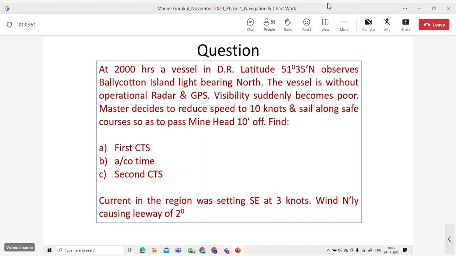Master decides to reduce the speed to 10 knots and sail along safe courses so as to pass Minehead 10 miles off. Find the CTS, first CTS, alteration time, and the second CTS. Current in the region was setting southeasterly at 3 knots, northerly wind causing a leeway of 2 degrees. This sort of typical language should basically prompt you to immediately recall that it is a question pertaining to blind navigation or single PL navigation.